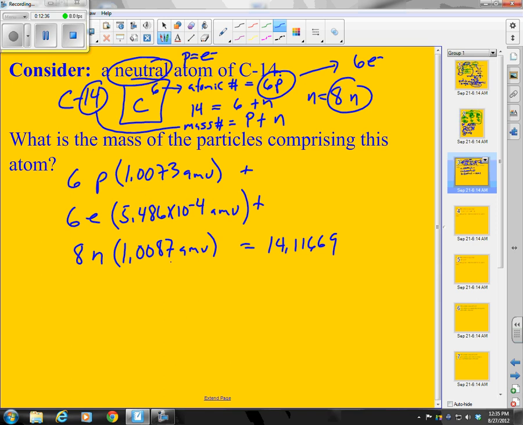14.11669. I can only be significant to the 4th decimal. I have to round that 9, and my answer is 14.1167 AMU. We did it.